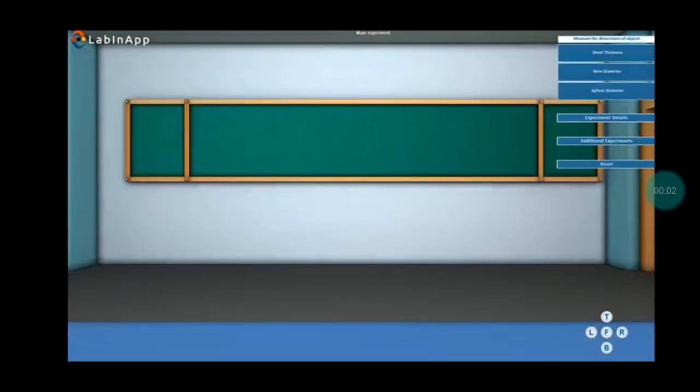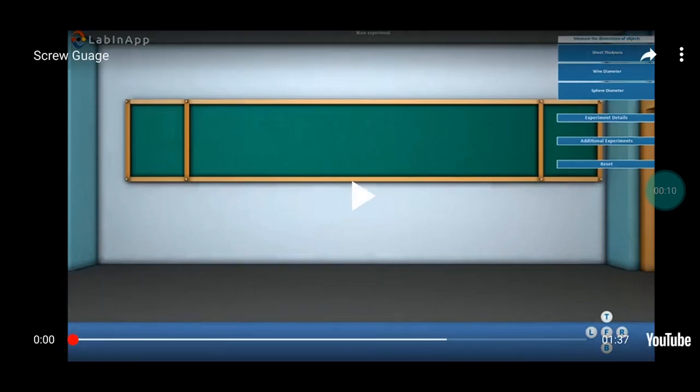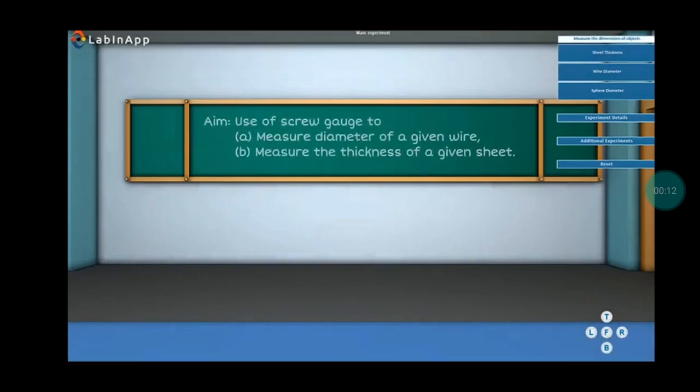Today we are going to do an experiment of class 11, that is screw gauge. So first of all we'll see a demo video, then we will go to our lab. So let us see. What is the aim of this practical? The aim of this practical is use of screw gauge to measure the diameter of a given wire and measure the thickness of a given sheet.